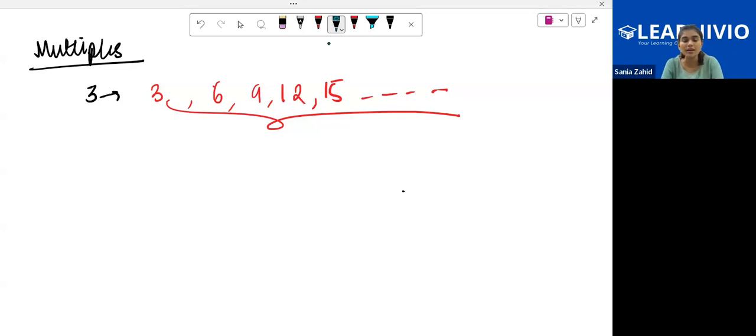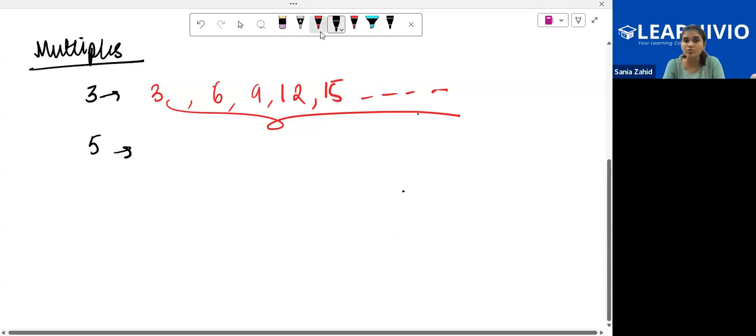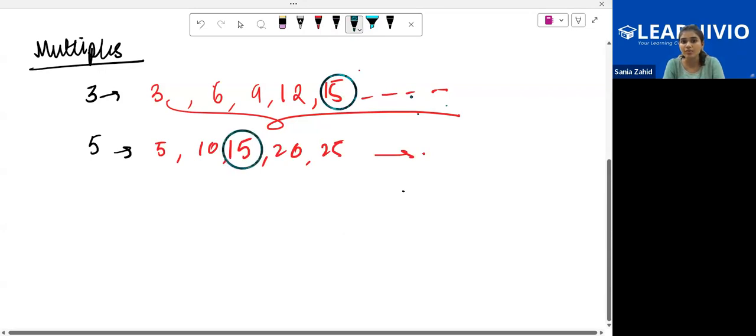Okay, see, if I'm talking about common multiples, like you have 3. Multiples of 3 are 3, 6, 9, 12, 15, and so on. Now, I have another number, 5, and I tell you to write the multiples of 5. You have the multiples of 5 as 5, 10, 15, 20, 25, and so on. Now, we can clearly see that 15 is a multiple of 3 as well as of 5. That means 15 is a common multiple of 3 and 5, right? So this is the concept of common multiples.